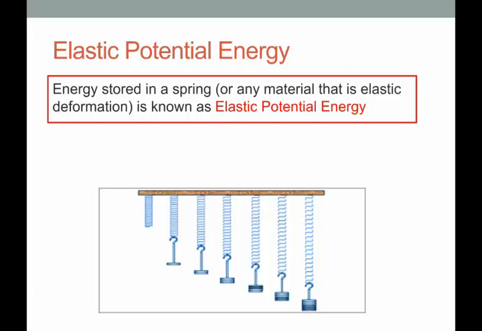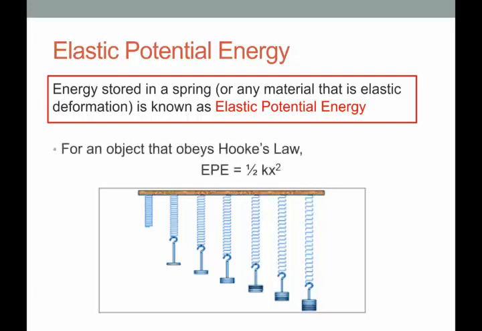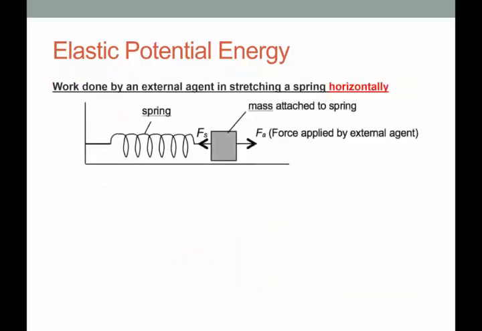The elastic potential energy is the energy stored in a spring or any material that can undergo elastic deformation. For an object that obeys Hooke's law, elastic potential energy equals half kx squared. Let's consider the case of a spring with a mass attached and an external agent applying a force of Fa.